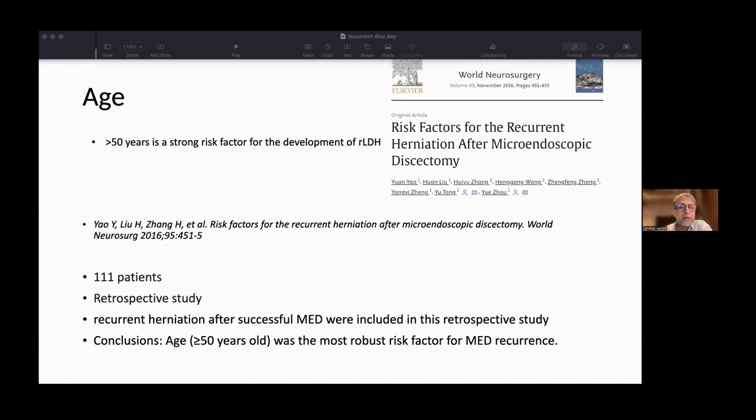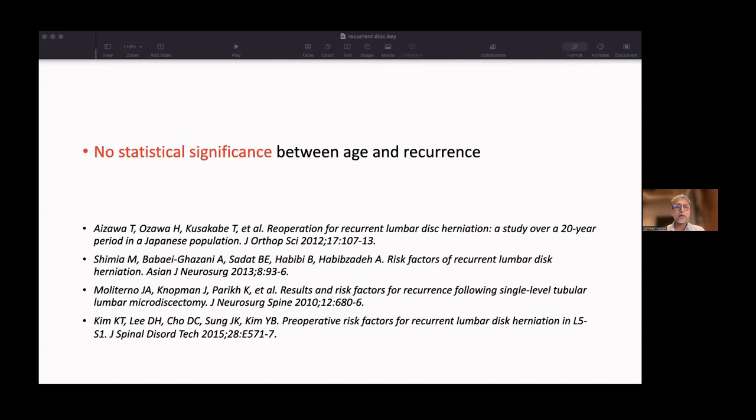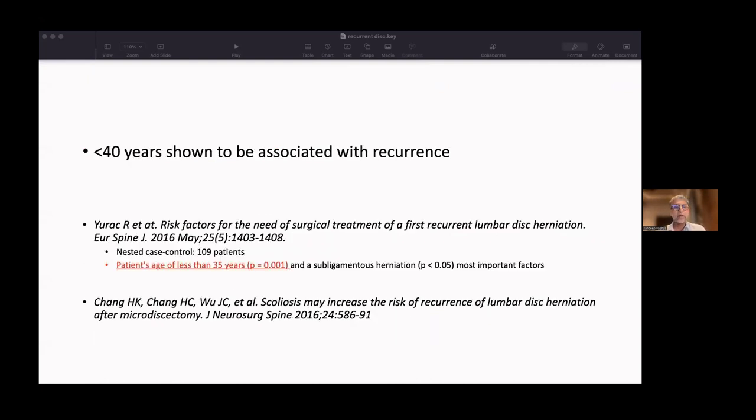Coming to age, according to this publication by Chinese authors, age more than 50 years was a very strong risk factor for the development of recurrent lumbar disc herniation. They studied 111 patients operated with a microendoscopic approach, in a retrospective study. There were many other studies where they could not find any statistical significance between age and recurrence, while these other two studies suggested that less than 40 years was associated with a high risk of recurrence.